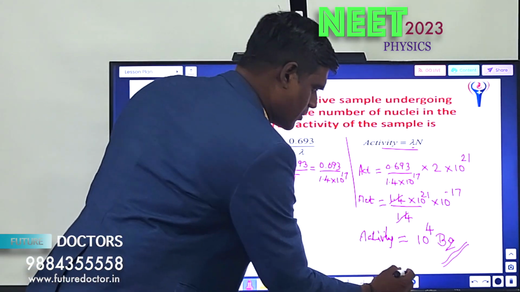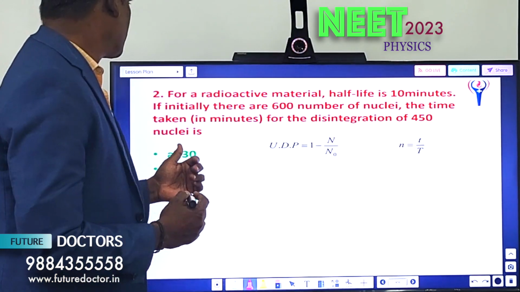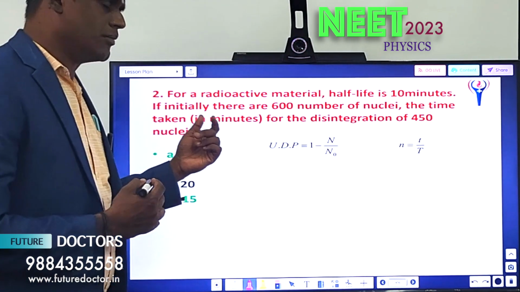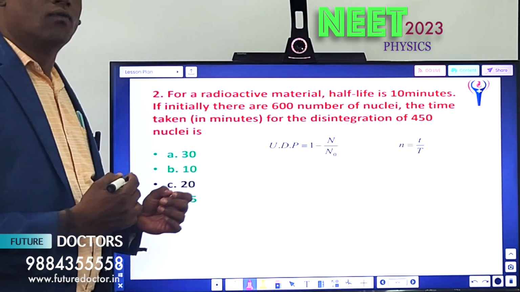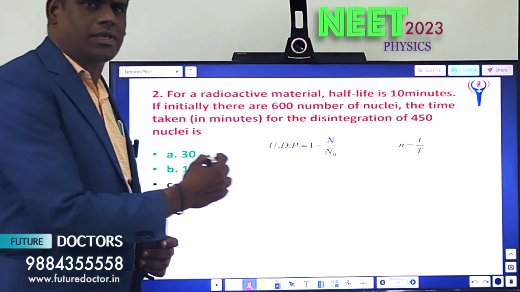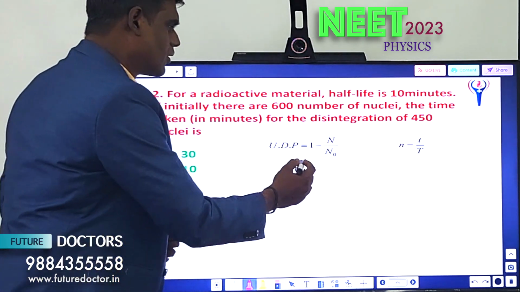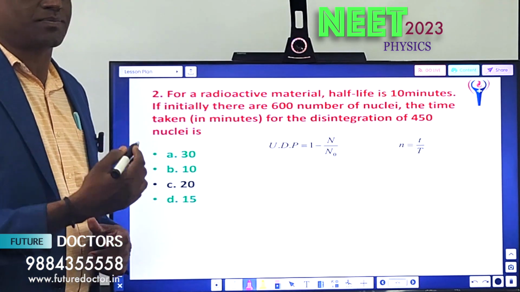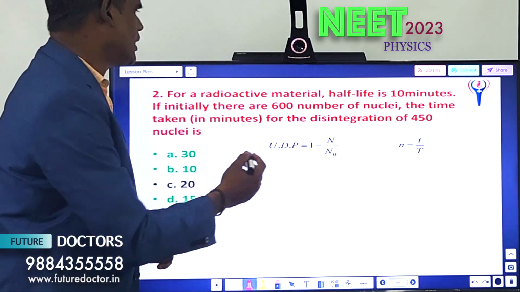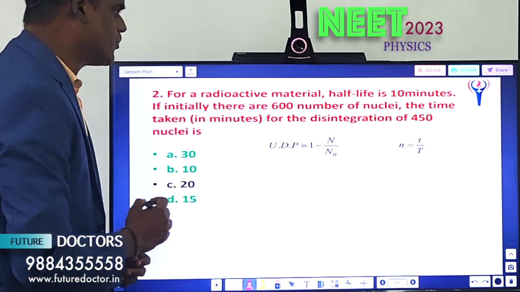Let's move to question number 2. For a radioactive material, half-life is 10 minutes. If initially there are 600 nuclei, the time taken in minutes for the disintegration of 450 nuclei is dash. Actually, decayed part equal to N by N naught. N is the number of atoms in T time and N naught is the initial number of atoms present at T equal to 0. Initially that is only N naught. And N naught is given 600. N is given 450.